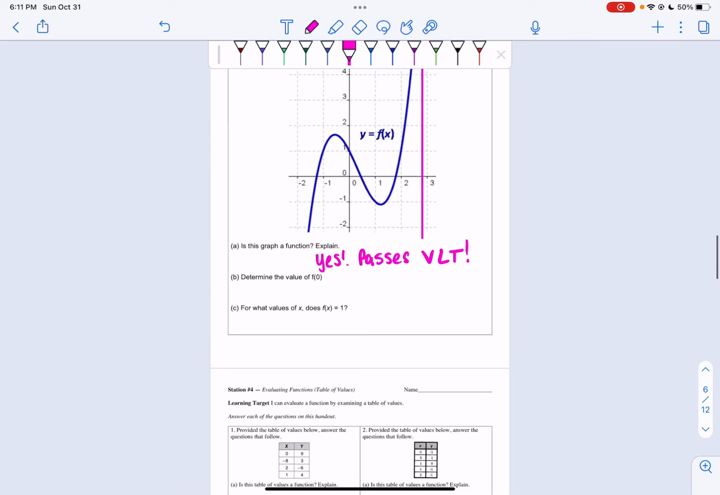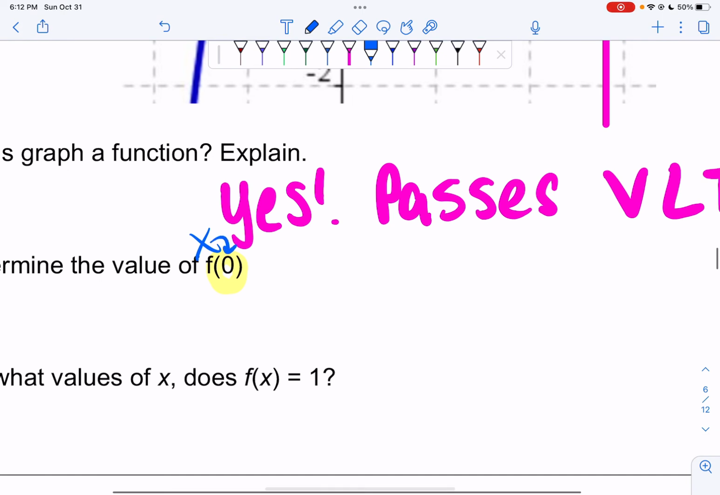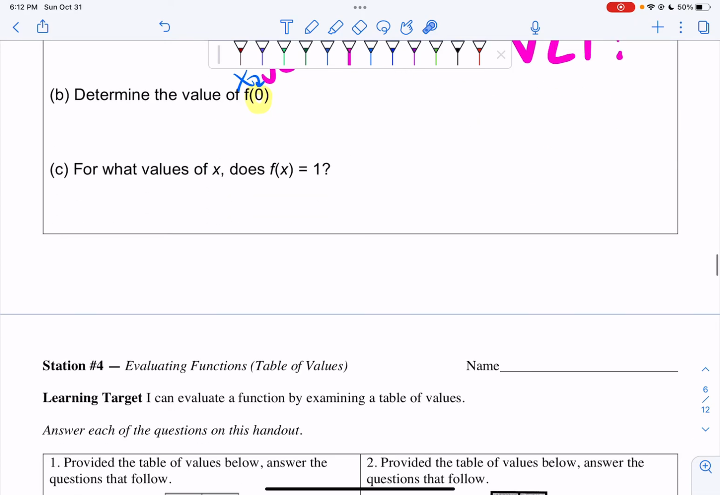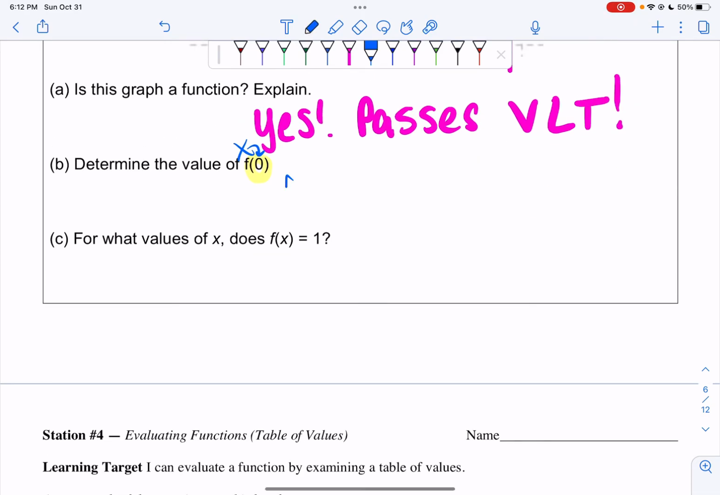Now it says determine the value of f of 0. So if I look, when I plug in 0, that's asking me for an x value. So I want to find out what happens at x equals 0. So I go over to x equals 0, which is right here. I go down and I hit nothing. I go up and I go up and I go up and I stop and I hit the number 1. So I can say f of 0 is equal to 1.